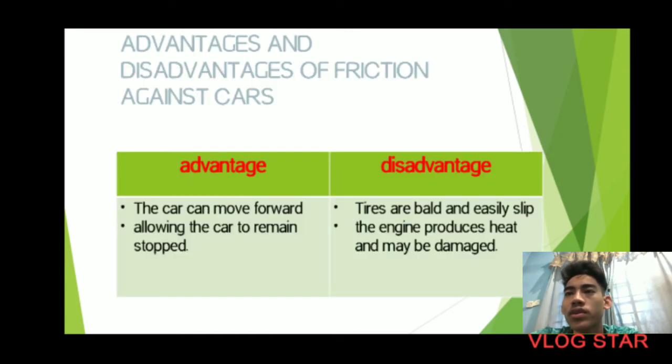Advantages and disadvantages of friction against a car. Among the advantages of friction over the car, first, the car can move forward, and second, it allows the car to remain stopped. Among the disadvantages of friction on the car are bad tires and easy to slip. Next, the engine produces heat and may be damaged.